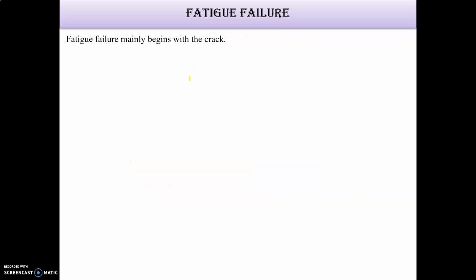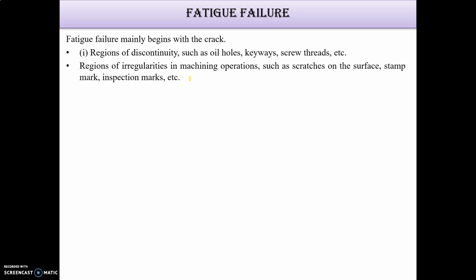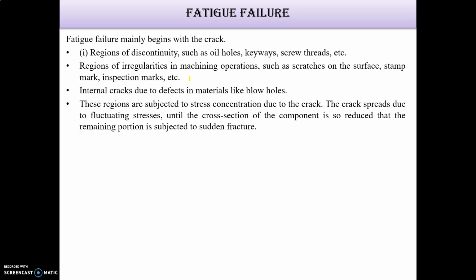Now fatigue failure mainly begins with a crack. The regions of discontinuity, such as oil holes, keyways, and screw threads, are where it occurs. Regions of irregularities in machine operation also, such as scratches on the surface, stamp marks, inspection marks, and internal cracks due to defects in the material like blowholes. These regions are subject to stress concentration due to the crack. The crack spreads due to the fluctuating stresses only, until the cross section of the component is so reduced that the remaining portion is subject to sudden fracture.